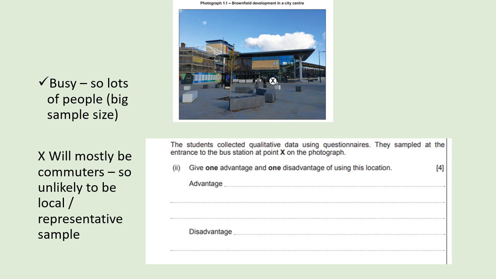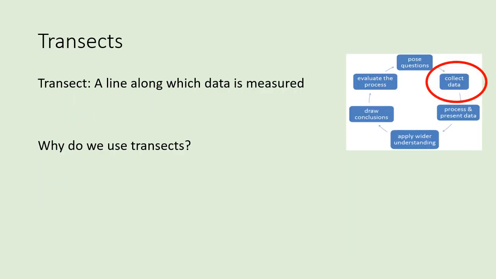So those sort of sampling questions you might get, and you'd probably get them under transects, you might get them under the inequality. Right, then you might get a question about transects themselves. And again, the important bit about this is you must know what a transect is. It is a line along which data is measured.